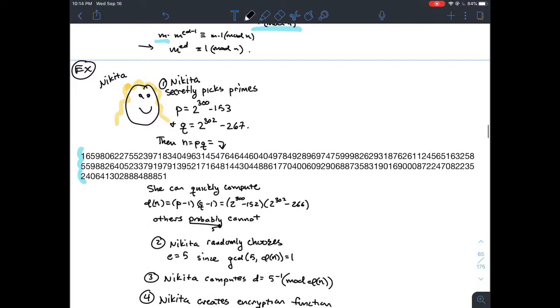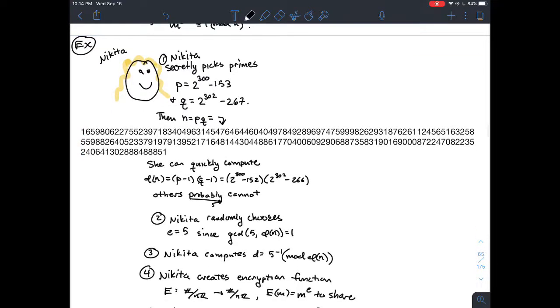The next thing Nikita does, because she knows P and Q, is ask what phi of n would be. In other words, how many numbers are relatively prime to this? She should just subtract 1 from P and subtract 1 from Q. That's the formula for phi of n whenever it's a product of two primes. That's exactly what I did: I changed 153 to 152 here, and I changed 267 to 266 right there. So Nikita knows that information very quickly. Others probably don't. That's a very infeasible thing to figure out if you don't know P and Q.